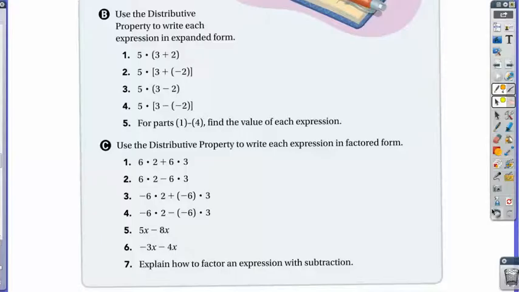So for C2, got to put it in factored form. So it'd be 6, and then in parentheses, 2 minus 3.